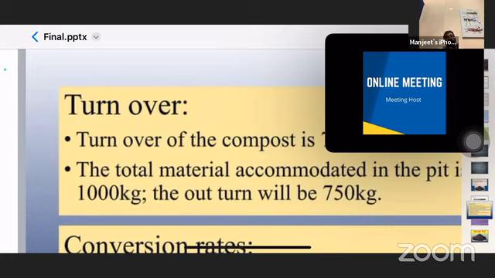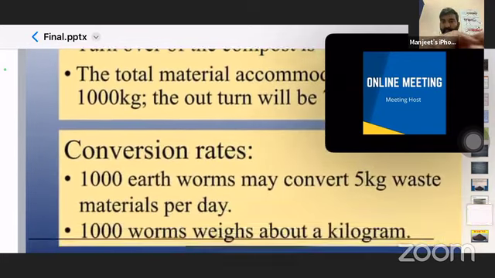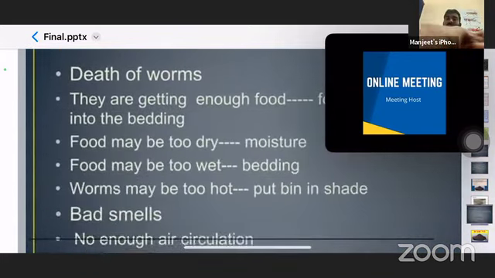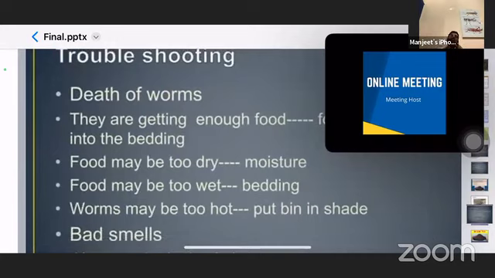1,000 earthworms may convert almost 5 kg of waste material per day. So 1,000 worms weigh almost 1 kilogram. Here is the conversion rate. So some problems may occur in this business, like death of worms.